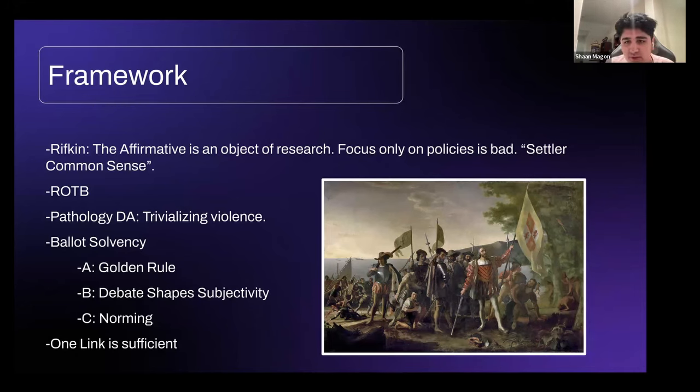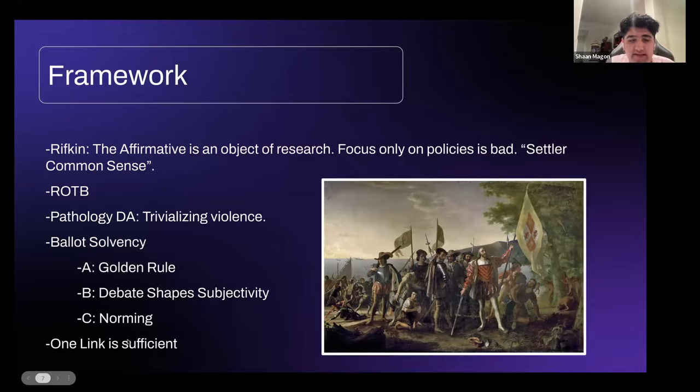Obviously, if you lost to an argument over and over again, or if you lost reading an argument over and over again, you're probably not going to read that argument anymore because you don't win with it. Last argument is norming, which is actually what I just explained. And it's just that the way in which we vote changes people's practices in debate.